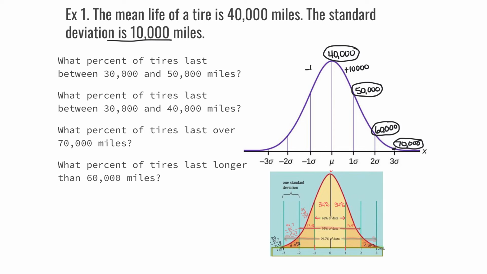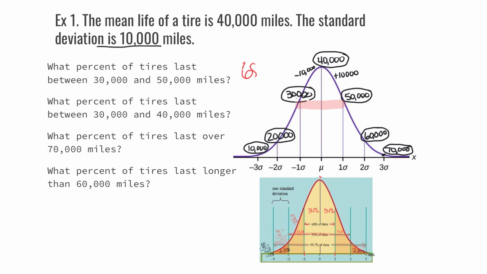If I subtract 10,000, this will be 30,000. This will be 20,000. And this will be 10,000. Okay, what percent of tires last between 30,000 and 50,000? So 30,000 here, 50,000's there. That's going to be your first rule, which is the 68%.